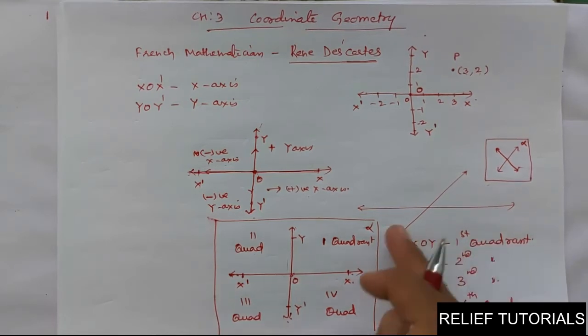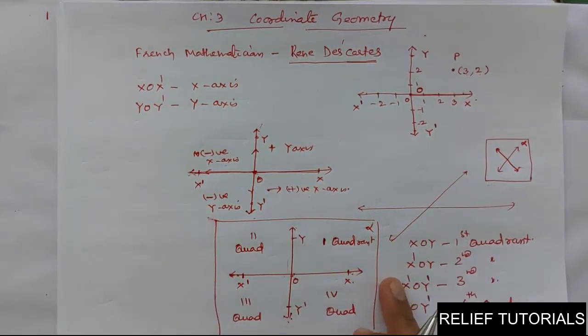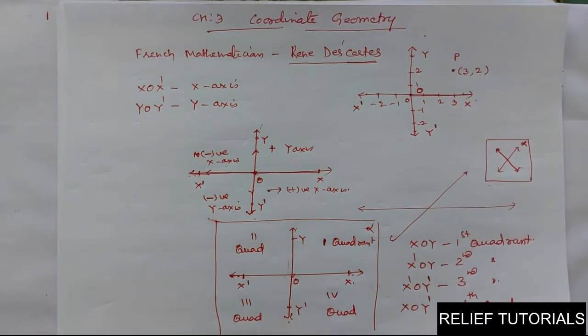So this plane is also known as the XY plane. It is called the Cartesian plane. It is called the coordinate plane. And these two axes are known as coordinate axes.